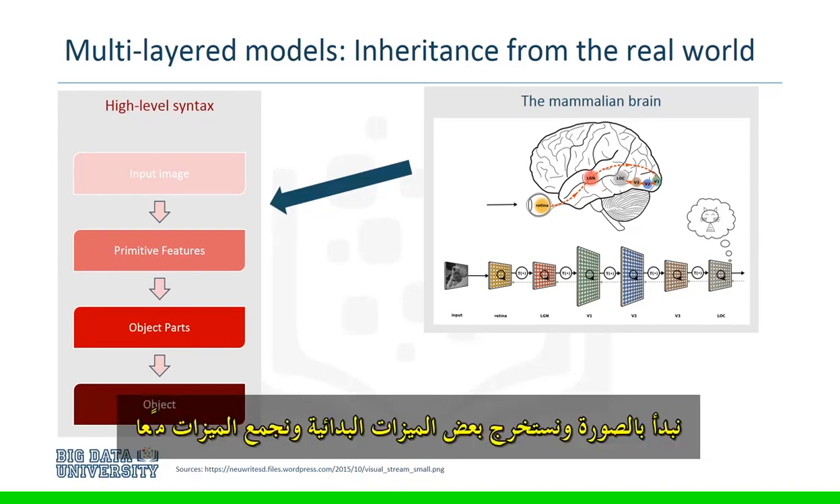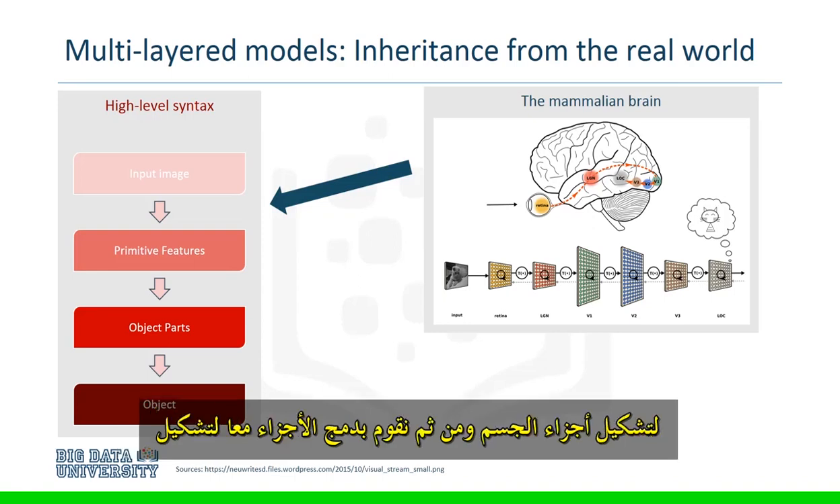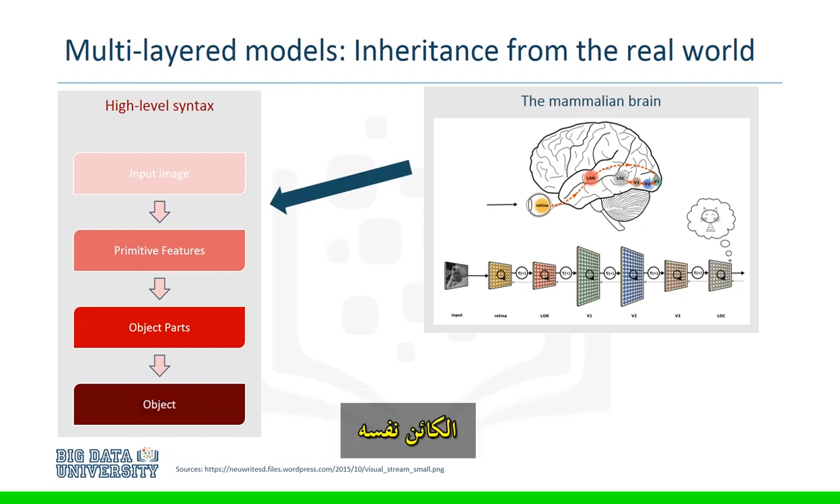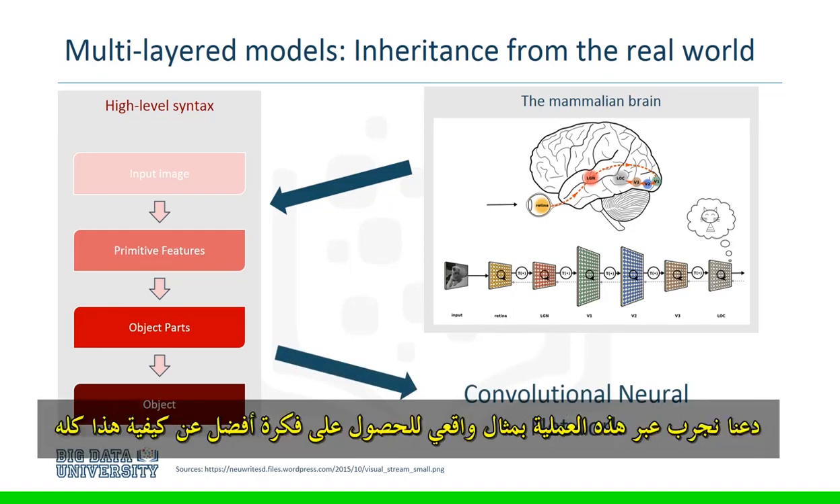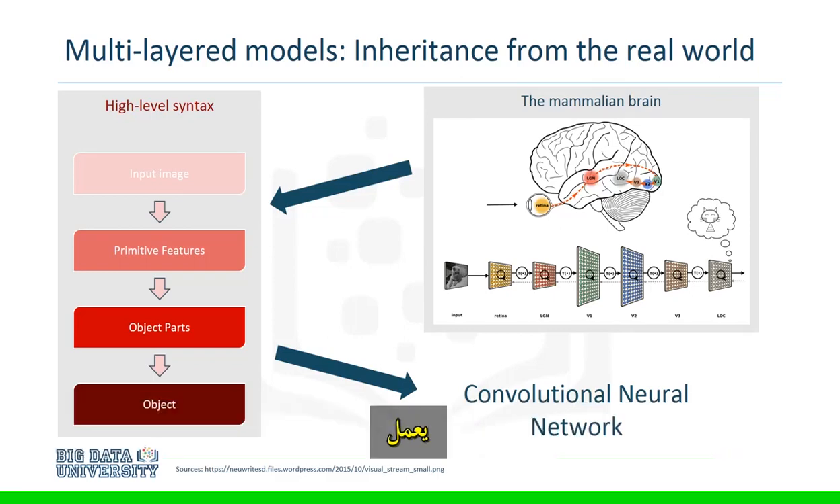We start with an image. We extract a few primitive features, we combine the features together to form the parts of the object, and then we combine the parts together to form the object itself. The convolutional neural network was developed from this sequence of steps. Let's walk through this process with a real-world example to get a better idea of how this all works.